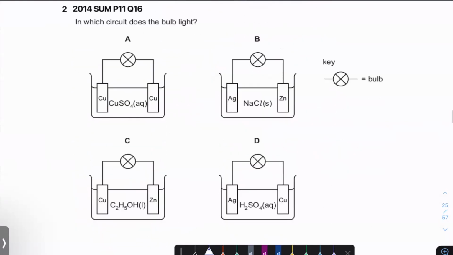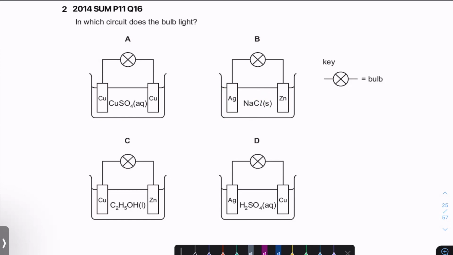In which circuit does the bulb light up? So of course that depends on कि बिजली conduct करेगा कि नहीं करेगा. Secondly, it depends on the reactivity. First thing you should notice is that there is no battery. So इसका मतलब है कि electrons should transfer from one more reactive element to less reactive element. तभी ये possibility है. And secondly, the electrolyte should be conducting electricity. अगर कोई ऐसी चीज होगी जो बिजली conduct नहीं करती, तो फिर बिजली conduct नहीं होगी.